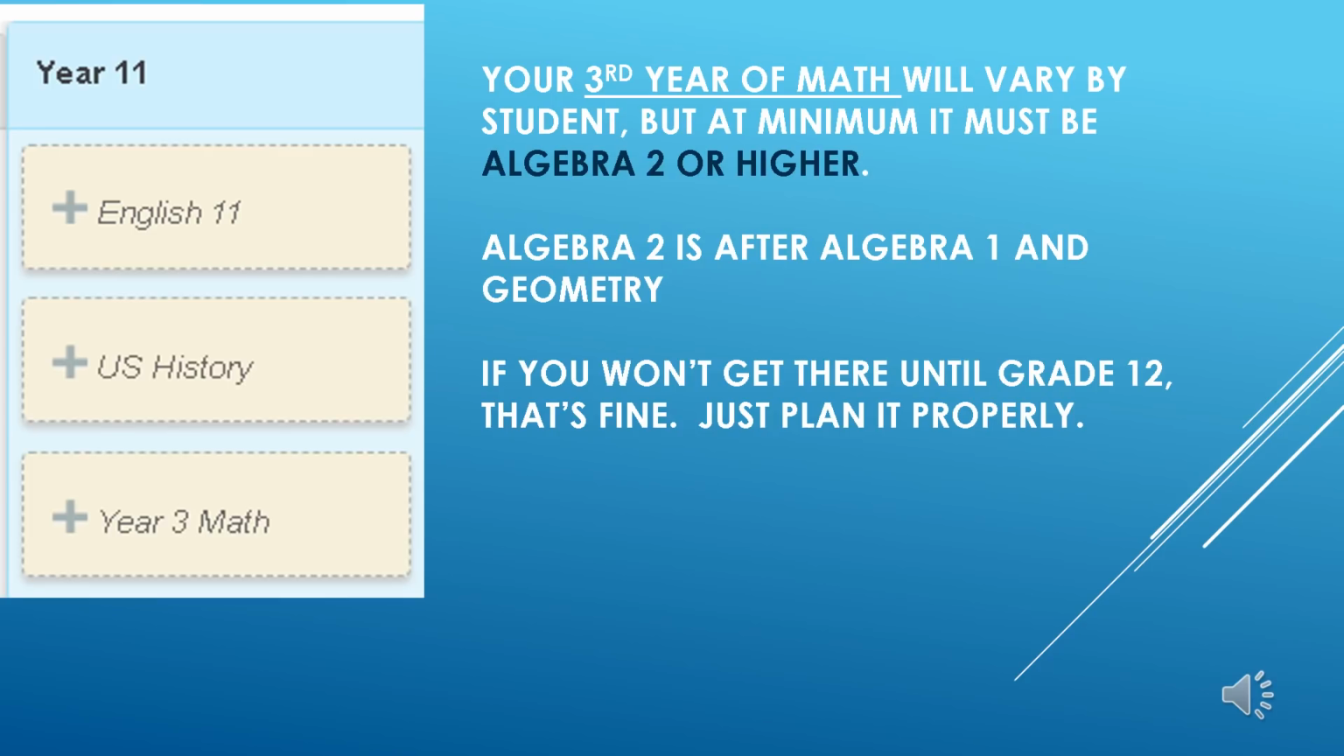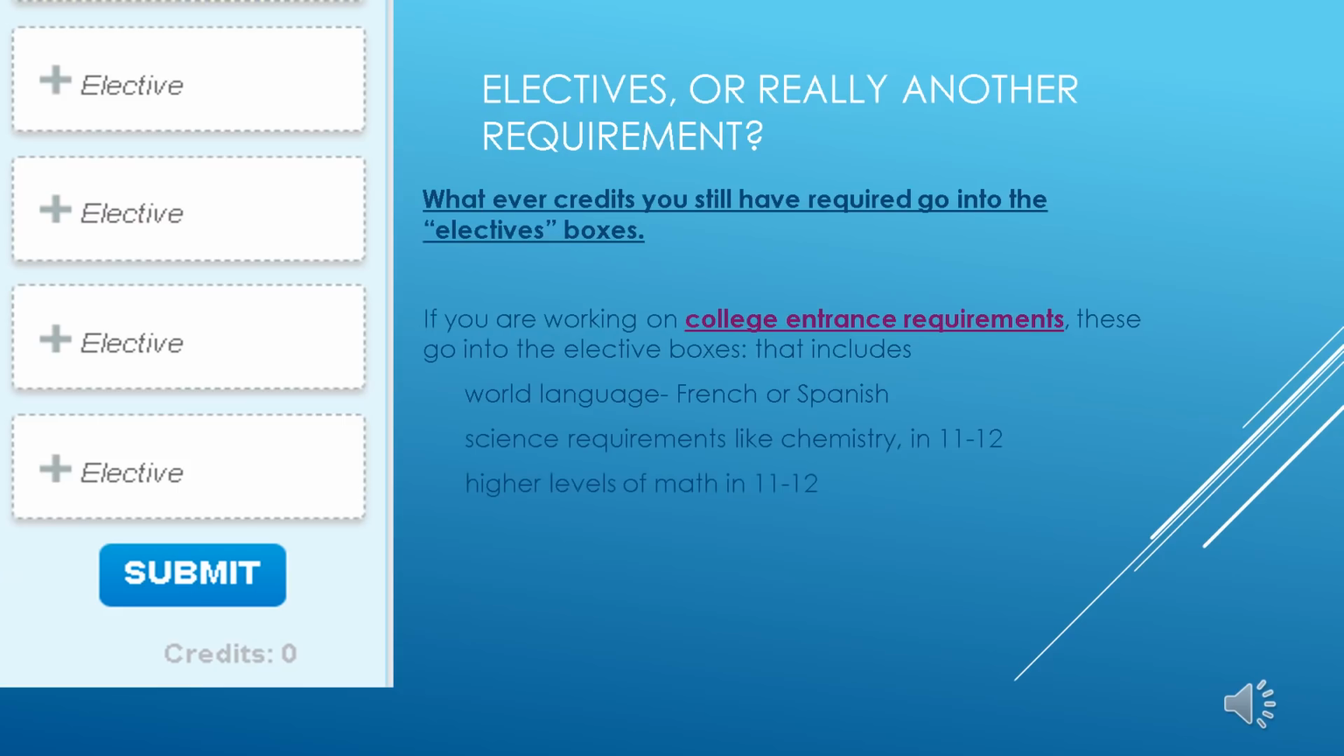Your third year of math will vary by student, but the requirement is to get to Algebra 2 or higher before you graduate. As you know, to get to Algebra 2, you have to complete Algebra 1 and Geometry first. If you won't get to Algebra 2 until grade 12, then that's your plan. Just be sure to complete the math courses in order.